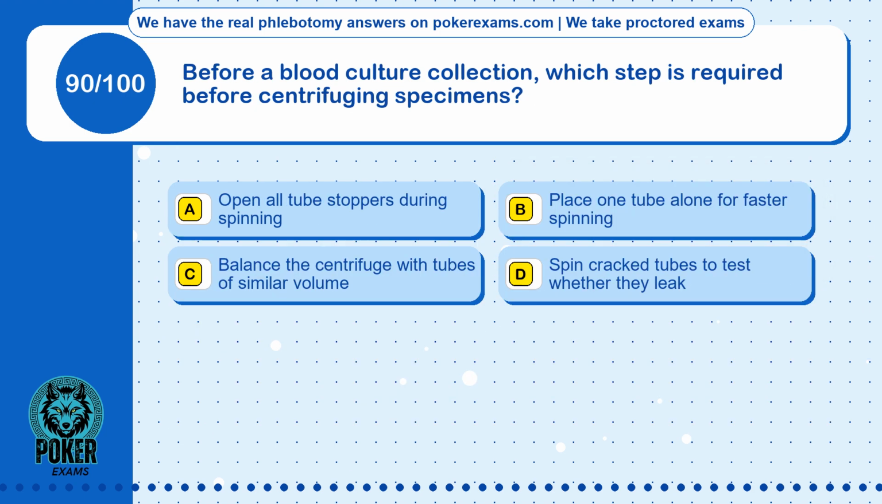Question 90. Before a blood culture collection, which step is required before centrifuging specimens? Option A, open all tube stoppers during spinning. Option B, place one tube alone for faster spinning. Option C, balance the centrifuge with tubes of similar volume. Option D, spin cracked tubes to test whether they leak.